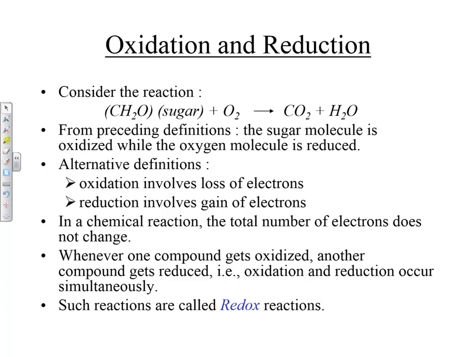All right, now, the carbohydrate is getting oxidized to produce carbon dioxide and water. Alternative definitions for oxidation and reduction involve the loss or gain of electrons. Oxidation is the loss of electrons, reduction is the gain of electrons. In a chemical reaction, the total number of electrons doesn't change, so whenever one compound is getting oxidized, another one will get reduced. That's why oxidation and reduction occur simultaneously in a reaction, and these are called redox reactions, reduction oxidation reactions.